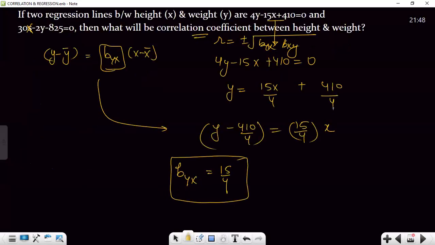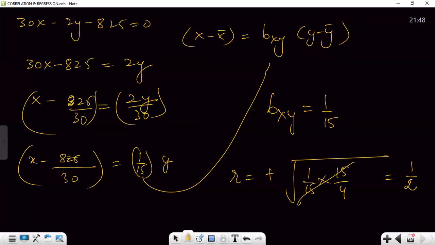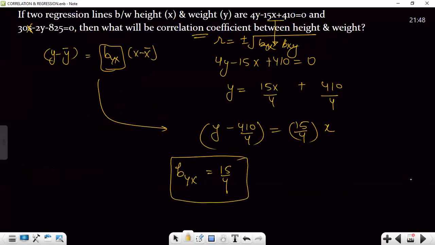We have the same signs. Yes, do we have the same signs, byx and bxy. And here byx is more than 1 and bxy is less than 1. So this condition is also getting satisfied. You don't have to worry much. And they are both of positive sign, so r will also be positive. Plus square root of 1 by 15 into 15 by 4. 15, 15 cancels. 1 by 4, so the square root is 1 by 2. So r is 1 by 2. It is a very simple question. Right? Understood?